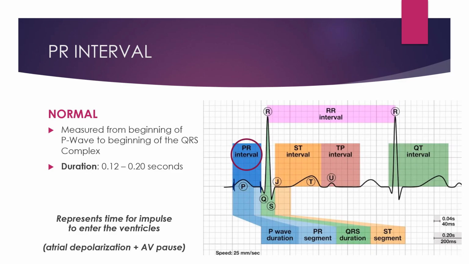Now, we call it a PR interval, but please know that sometimes you're going to have a Q wave, and sometimes you might not have an R wave. So it's measured from the beginning of the P wave to the beginning of the QRS complex, no matter what wave is first.